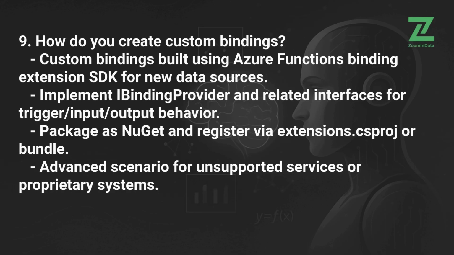9. How do you create custom bindings? Custom bindings are built using the Azure Functions binding extension SDK for new data sources. Implement IBindingProvider and related interfaces for trigger, input, and output behavior. Package as a NuGet package and register via extensions.csproj or a bundle. This is an advanced scenario for unsupported services or proprietary systems.